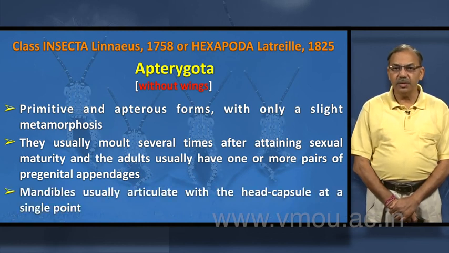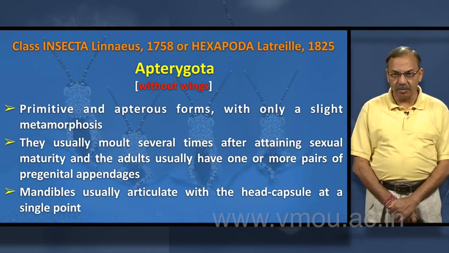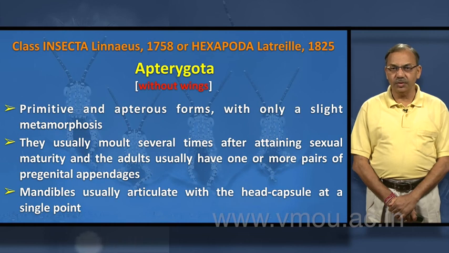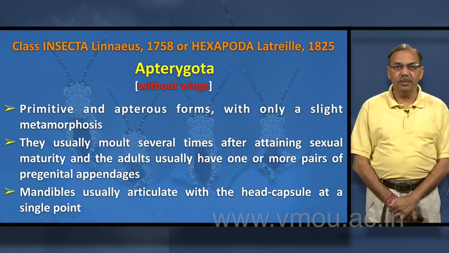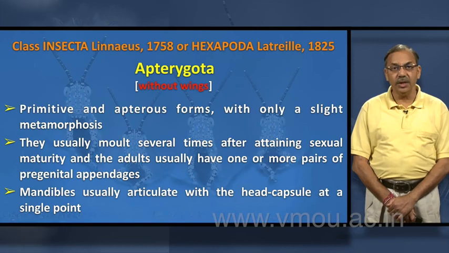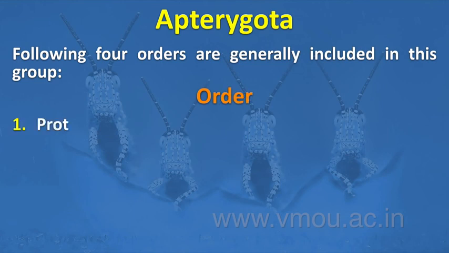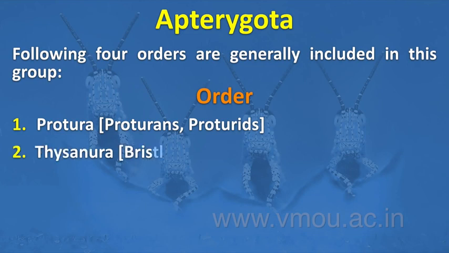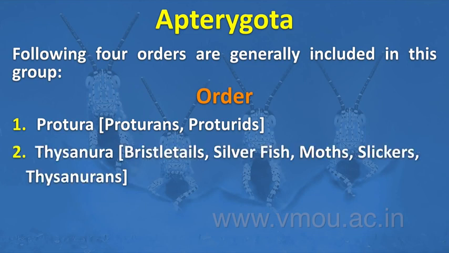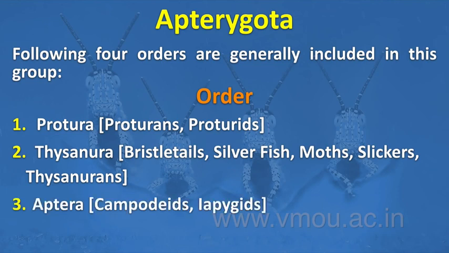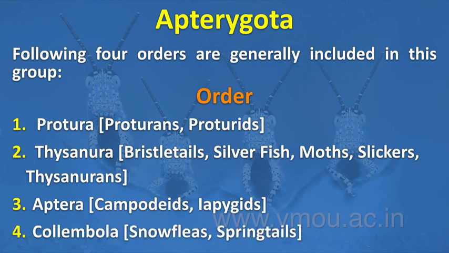The next character is that mandibles usually articulate with the head capsule at a single point. Instead of joining the head capsule at 2 points, merely a single point junction is there in Apterygotes. Now, the following 4 orders are generally included in the group. Protura, commonly called proturans. Number 2, Thysanura: bristletails, silverfish, firebrats and Thysanurans. Third is Aptera: Campodeids and Japygids. Number 4 is Collembola: snow fleas or springtails.